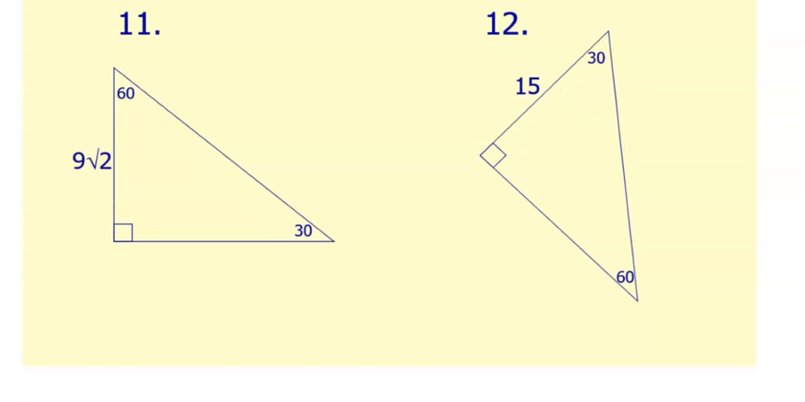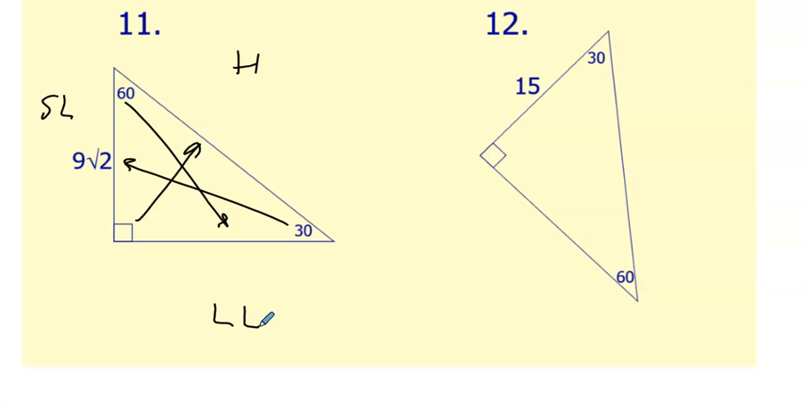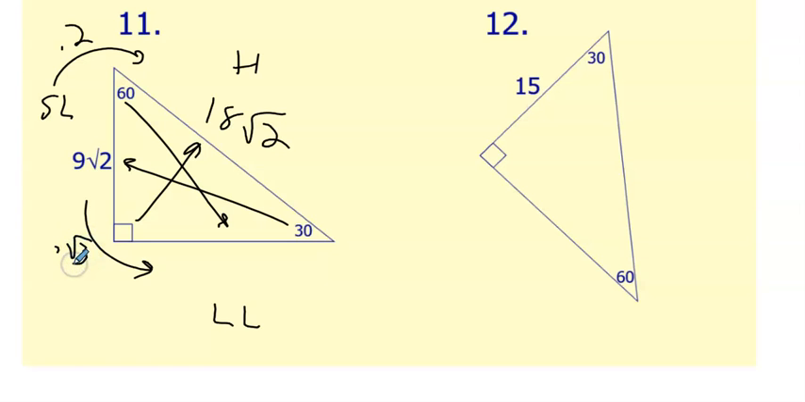Okay, now it's kind of mixed up. What do we have? Well, we have the short leg. From the short leg, we can find either one, the hypotenuse or the longer leg first. Doesn't make a difference. So from the short leg to the hypotenuse, times 2. Only the outside number, so 18 radical 2. Now going to the long leg, we just multiplied by radical 3, right? So that's going to be 9. Radical 2 times radical 3 is radical 6, which does not simplify. And that's it.